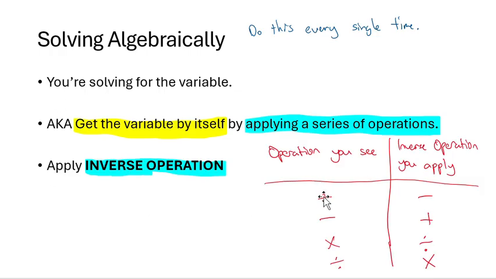So as you can see, if I see plus in my equation, then we're just going to subtract. And then if we see minus, we're going to add. If we see times, we're going to divide. If we see divide, we're going to times instead, okay?